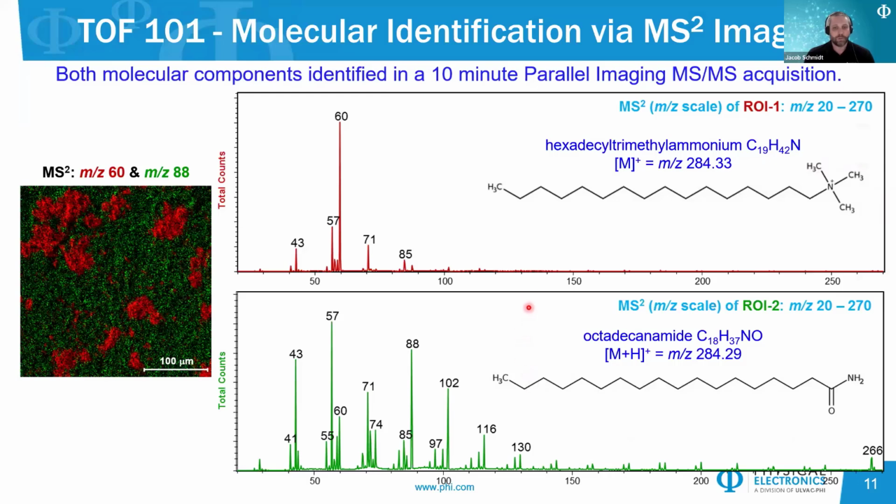Finally, in TOF 101, we learned how we can use tandem MS to identify large molecular ions. In this case, we have 2 large organic molecules with the same unit mass. And using tandem MS, we can fragment these large molecules and identify their fragmentation pattern to isolate them. We can then use these 2 different tandem MS spectra to show on the sample image where those 2 different chemicals are located.